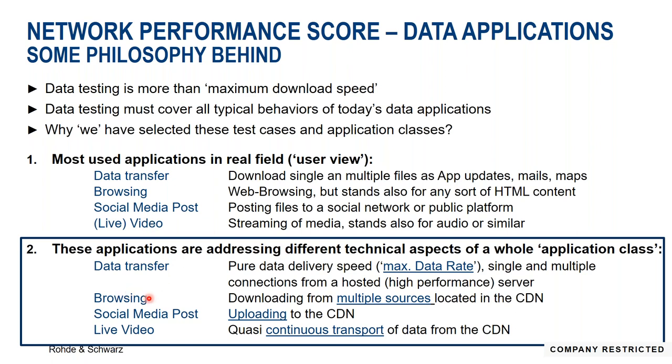So this addresses the different technical aspects for each of these categories. Data transfer is many downloads and uploads of data, so you'll see what delivery speed they can provide. Browsing is to test the download from multiple servers, to see how it performs. And of course, social media posts, to post a video or post a chat, it's really to see how the upload is performing for this cellular data network. Then, for live video streaming, it is to test the continuous transport of data without any loss of data packets from that particular network.